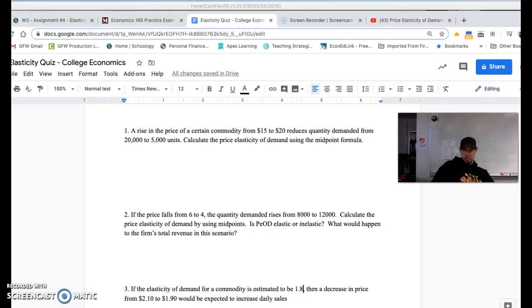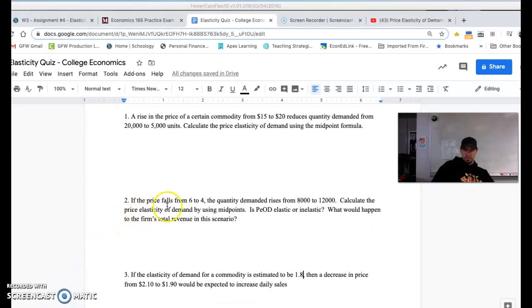Let's look at our second question. It says if the price falls from $6 to $4, and the quantity demanded rises from 8 to 12,000, calculate the price elasticity of demand using the midpoints. The second part of the question is what would happen to the firm's total revenue? We'll get into total revenue in another video. That's a very important piece, but we're just going to take baby steps as we go here. So let's work through that one really quick.